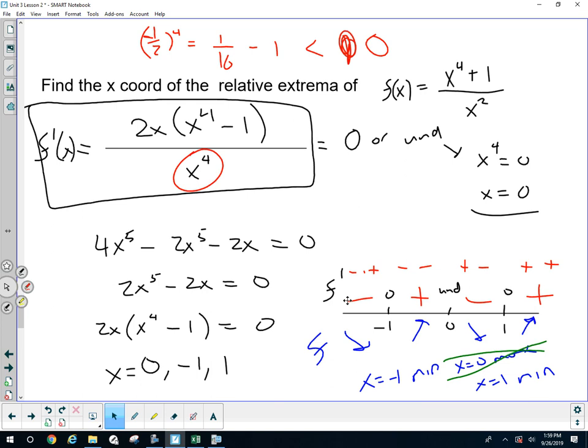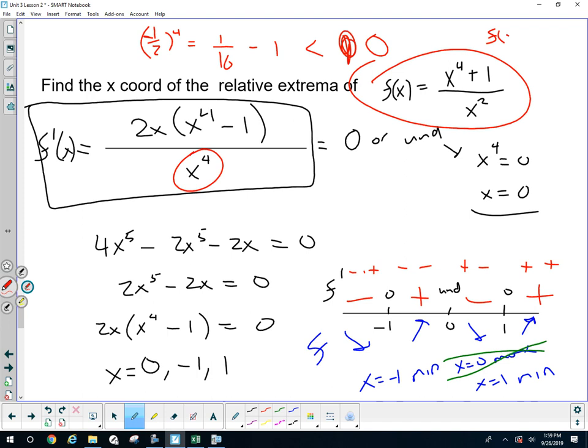In f of x, if we go back and look at the original function, and I think about what's going on at f of 0, what's going on at f of 0? I have 1 divided by 0. What is that an indication of? A number divided by 0, a vertical asymptote. Very good, let's clean up.